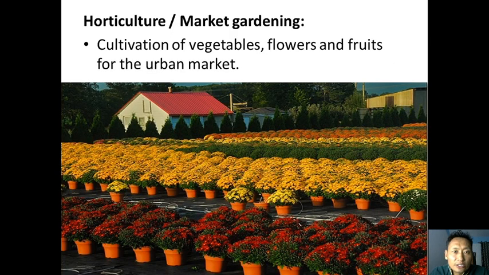The next type of commercial agriculture that we are going to discuss is horticulture or market gardening. What is meant by horticulture or market gardening? It means the cultivation of fruit, flowers and vegetables is done mainly for urban people. Those people who are living in towns and cities also need vegetables, fruits and flowers. In order to fulfill this demand, some people specialize in the cultivation of vegetables, fruits and flowers. That is called horticulture. Their main market is urban people.